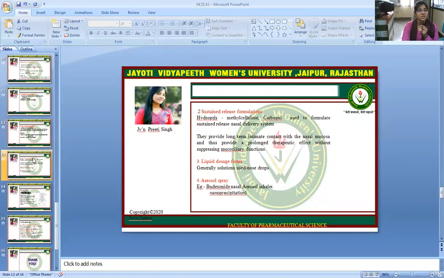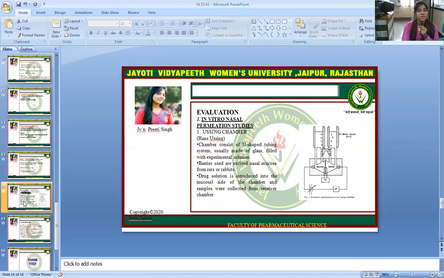For the sustained release formulation, hydrogels, methyl cellulose and carbopol are used to formulate sustained release nasal delivery systems. They provide long-term intimate contact with the nasal mucosa, and this provides a prolonged therapeutic effect without suppressing mucociliary function. Liquid dosage forms are generally solutions used as nose drops. Aerosol spray, for example budesonide nasal aerosol inhaler, and nano precipitation.